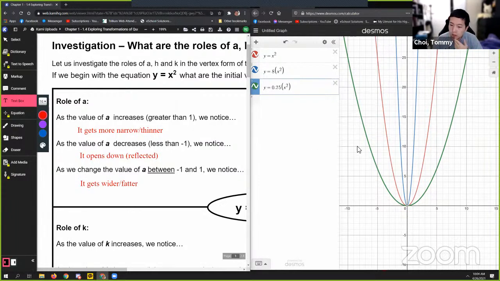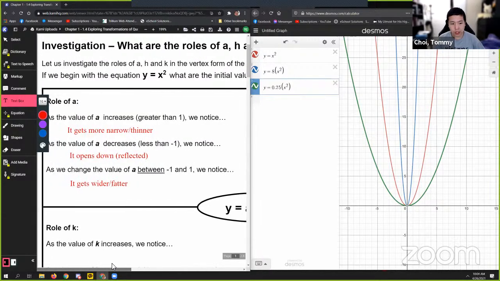Okay. So the value of A seems to work with making the graph wider and thinner, essentially, right? And of course, it also figures out how we flip these functions as well.